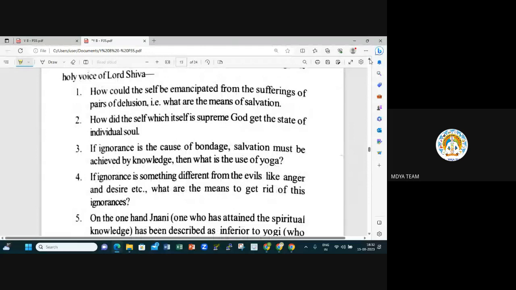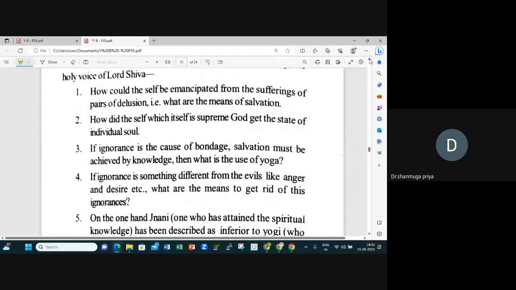Here he is just asking in a different way. If you are telling that the self itself is the supreme God, we are just telling that. Yes. Actually, in the answer, Lord Siva will tell that I am the one who is present in all selves. So I am the supreme one. Then Parvati will ask him that if the self is the supreme God, then how does one get the individual soul?